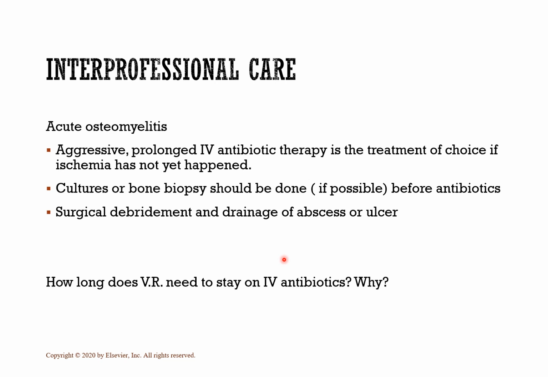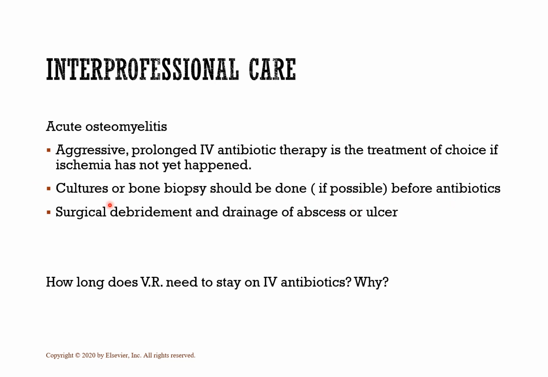So for acute osteomyelitis, now we're back to acute, and we're specifically targeting some of the treatments that need to be done. Aggressive is a key word. Prolonged IV antibiotic therapy is a treatment of choice if ischemia has not yet happened. Because if the area is ischemic and we can't reach the area, then we probably need to be doing surgical debridement. All right. So cultures or bone biopsy should be done if possible before the antibiotics.